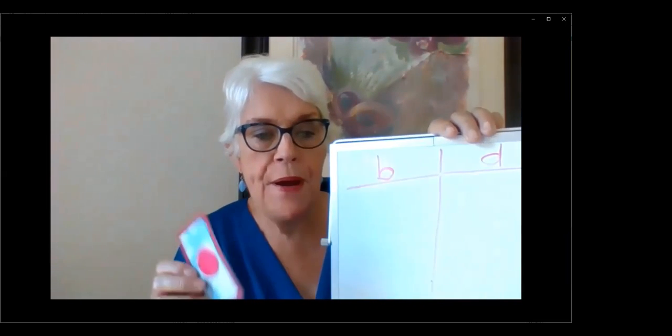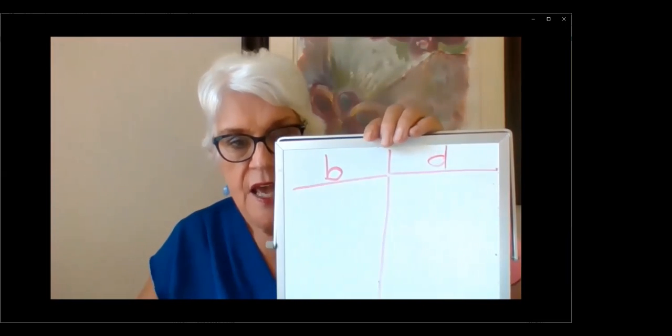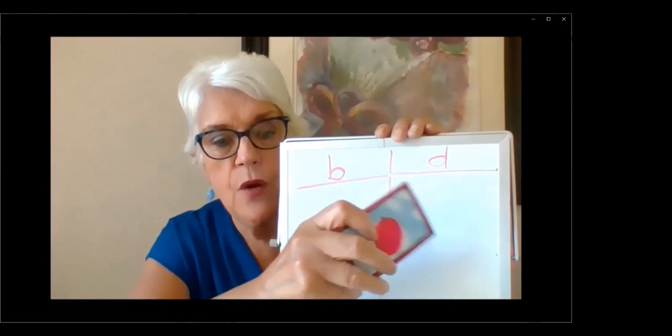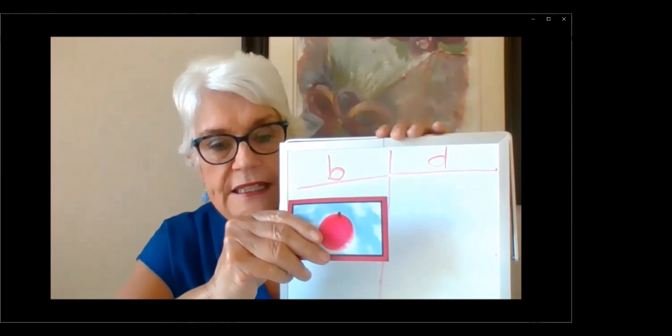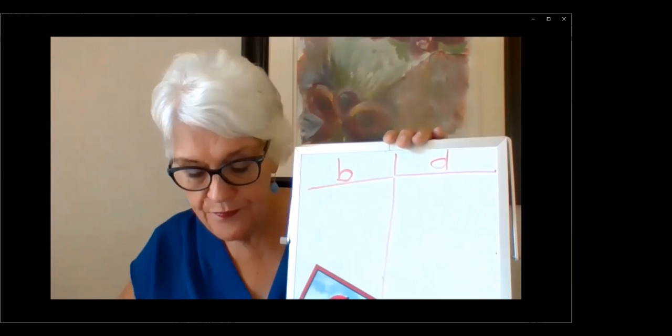Dice, deer, dad, dinosaur. Okay, let's see if we know which one they go in. Let's start with balloon. Let me pull this over here so you can see it. B, balloon. Does it go under a B or a D? You are right, it goes under the B.